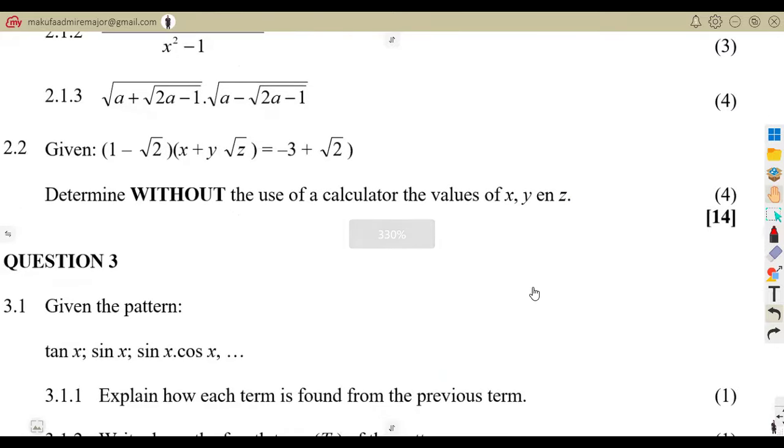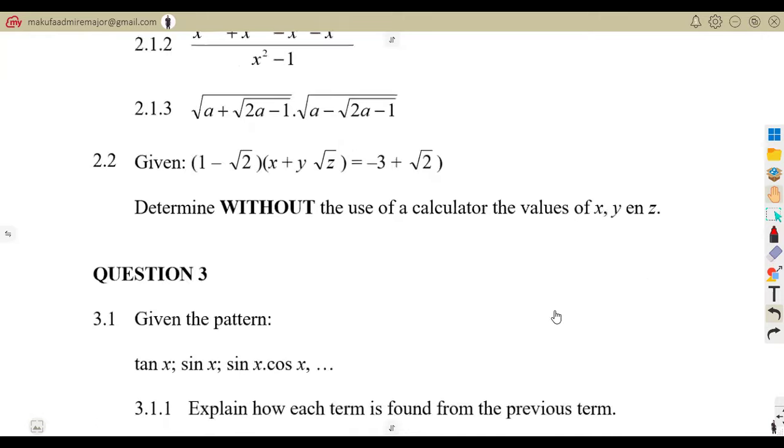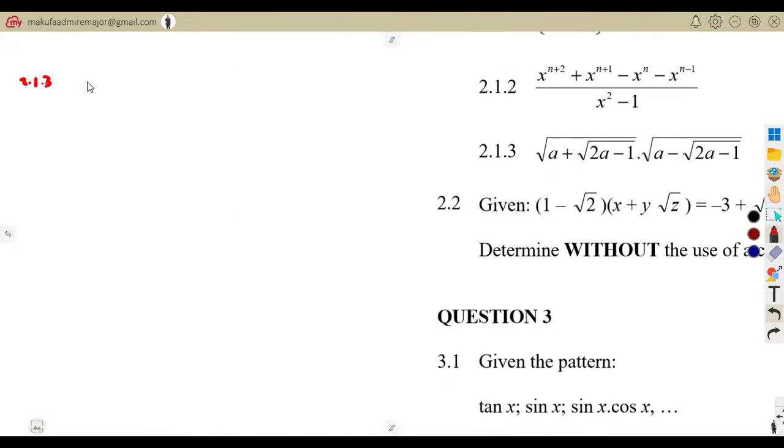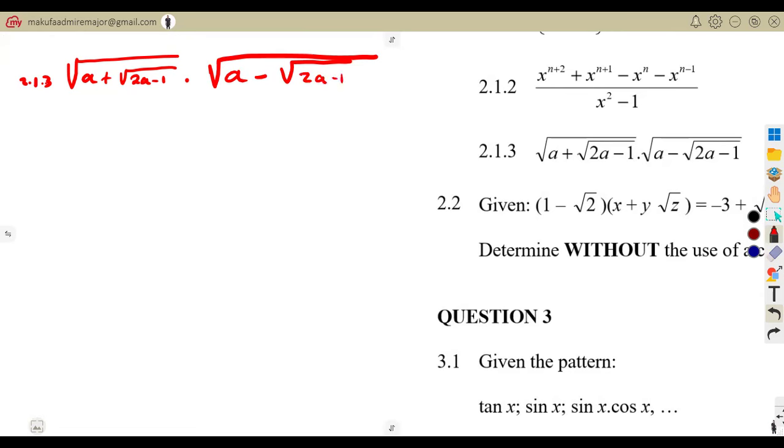All right, 2.13. You were given to simplify again. There's a square root and a square root. You just have to figure out what is happening here. All right, so let's see, that's 2.13. We had a square root, and this square root was covering up a plus the square root of 2a minus 1. All right, so whatever we have here must be multiplied by the square root of a minus the square root of 2a minus 1, like this.